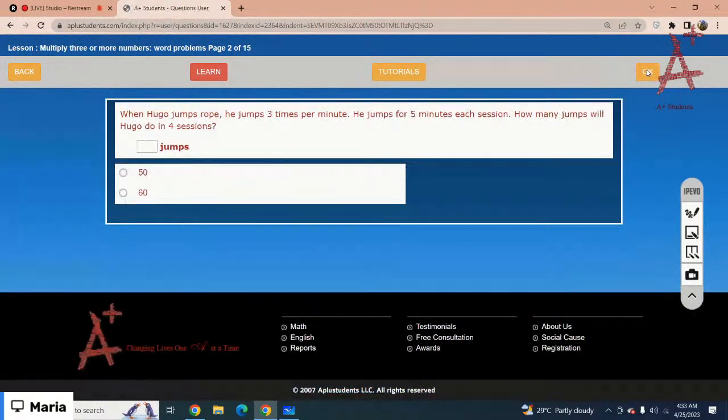Okay, when Hugo jumps rope, he jumps 3 times per minute. He jumps for 5 minutes each session. How many jumps will Hugo do in 4 sessions? Got it? So he jumped 3 times per minute, and each session he jumped 5 minutes, and he needs to calculate the total in 4 sessions. So you need to do 3 times 5 times 4.